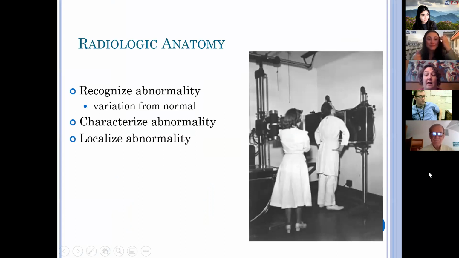So I've got a lot of slides to get through, so I'm going to go sort of fast. The point of getting imaging studies is to recognize an abnormality. You're looking for some variation from normal. You want to be able to characterize and localize that abnormality.